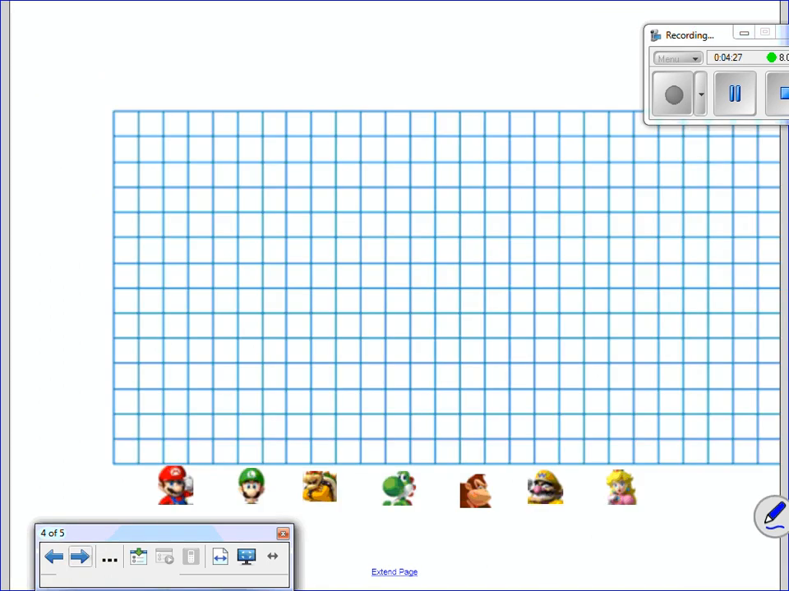Now we're going to make our own bar graph. So tomorrow when you come into class, you're going to make a bar graph. What I wanted to do is make a bar graph on who your favorite Nintendo character is. I have Mario, Luigi, Koopa, or I should say Bowser.